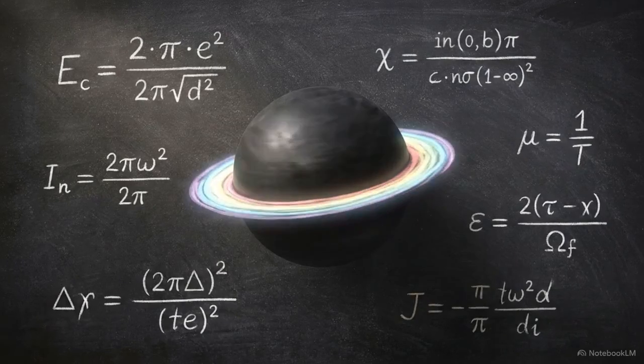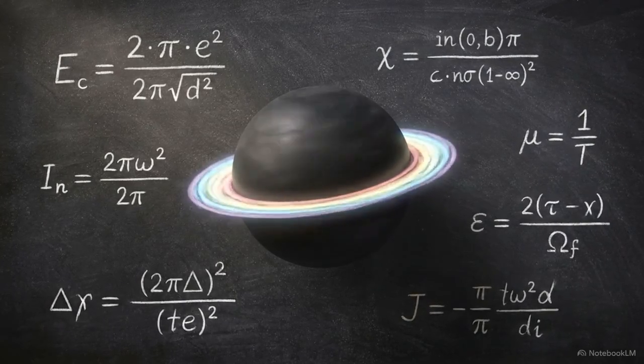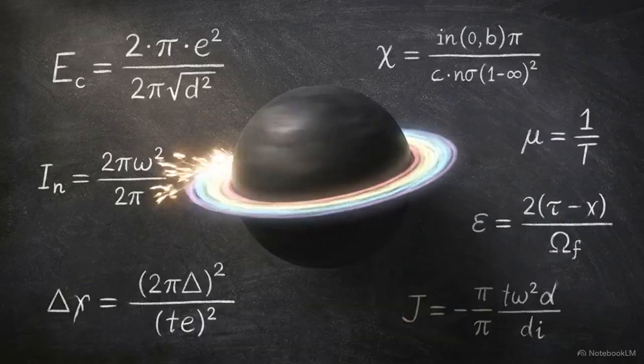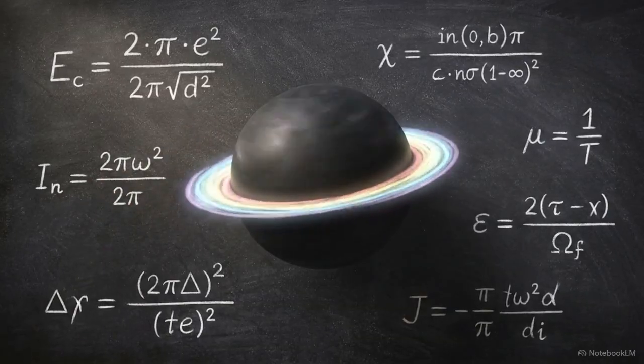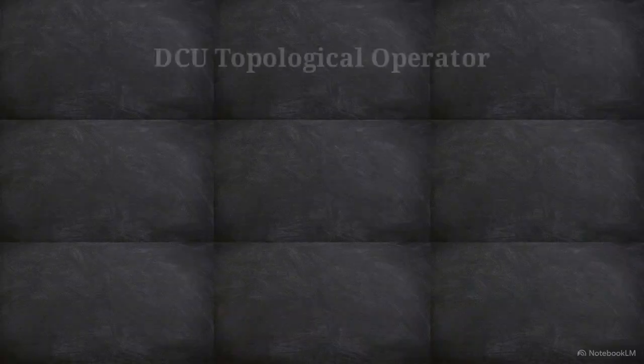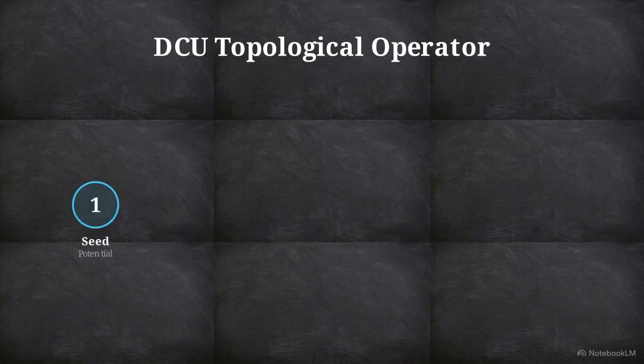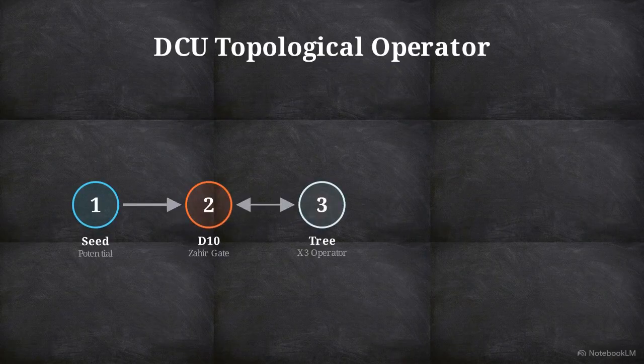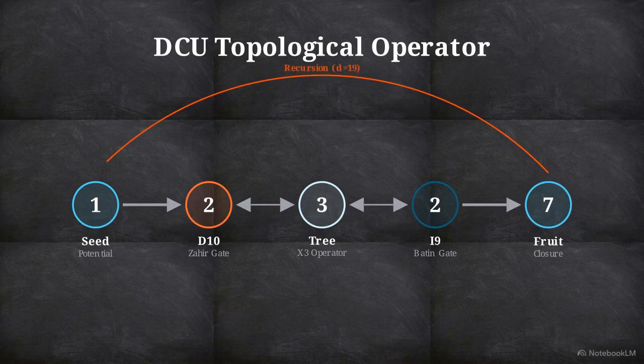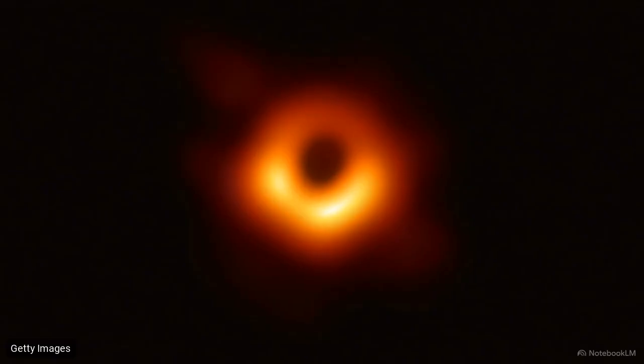Physical reality organizes itself not as a linear timeline, but as a recursive, scale-invariant topology known as a memory tesseract. This structure is defined by the DCU topological operator, a sequence that progresses from a seed state through differentiation and integration toward fruit-like closure. This image of the M87 black hole represents more than a visual phenomenon.